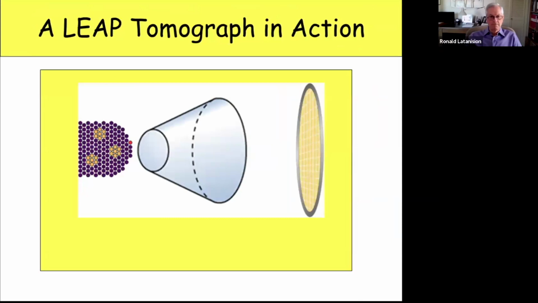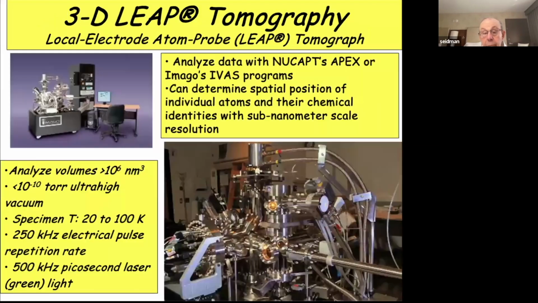Okay, now here it is happening. This tip over here contains these clusters of orange atoms, and there is a cone here through which they pass, and that's called a local electrode. And then they hit a detector over here, and the detector does two things for you. It determines the time of flight of the atoms, and from the times of flight of the atoms, you can determine the mass to charge state ratio. And you notice there's a grid here, and that tells you where in space those atoms are located. And with that information, you can do a complete 3D reconstruction.